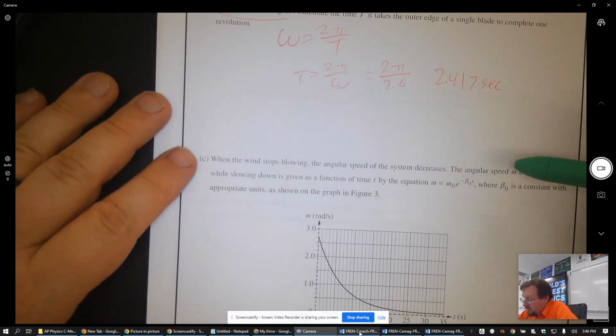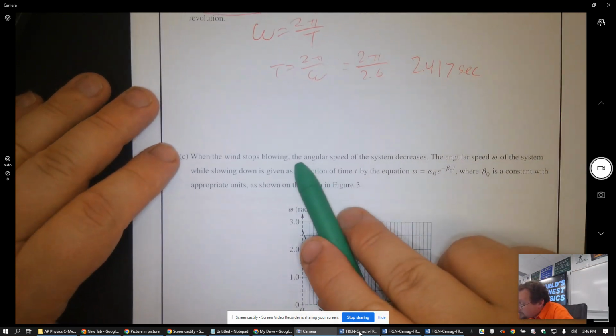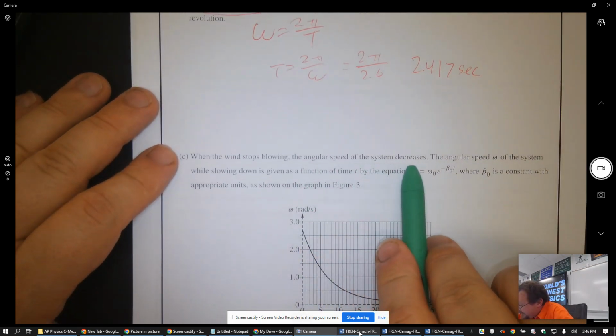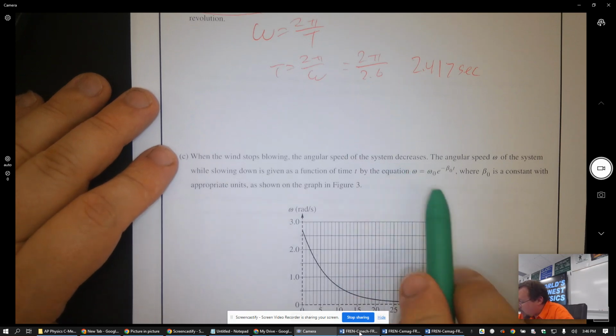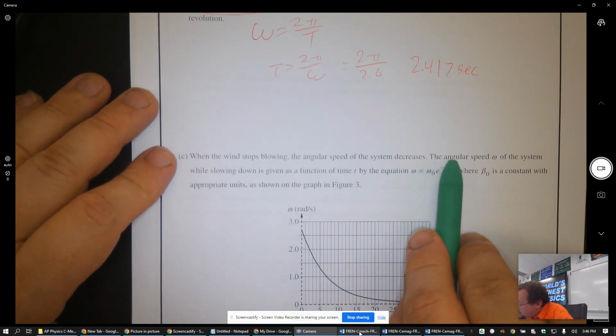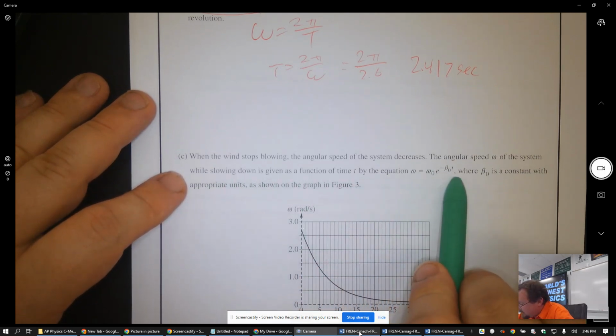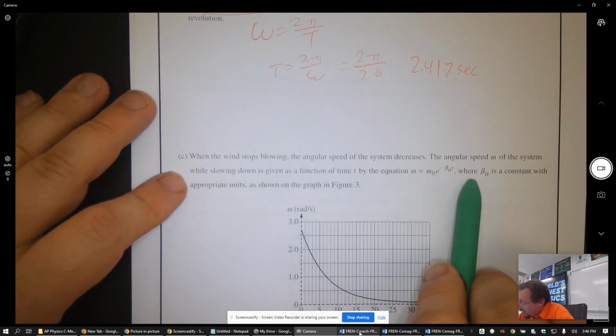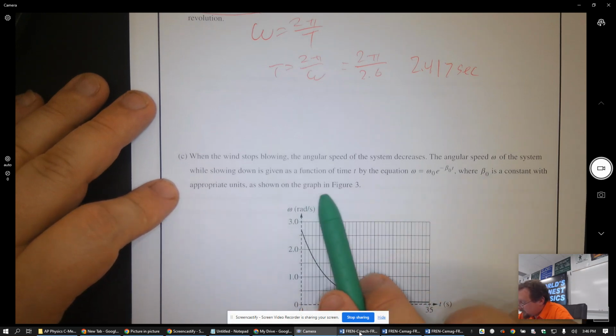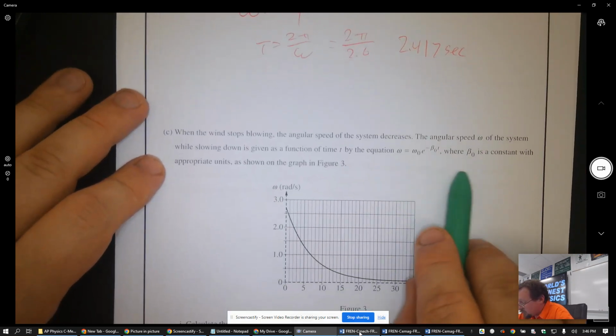Okay. When the wind stops blowing, the angular speed of the system decreases. The angular speed of the system while slowing down is given by the function shown, where beta naught is a constant with some kind of units. The appropriate units are 1/seconds.